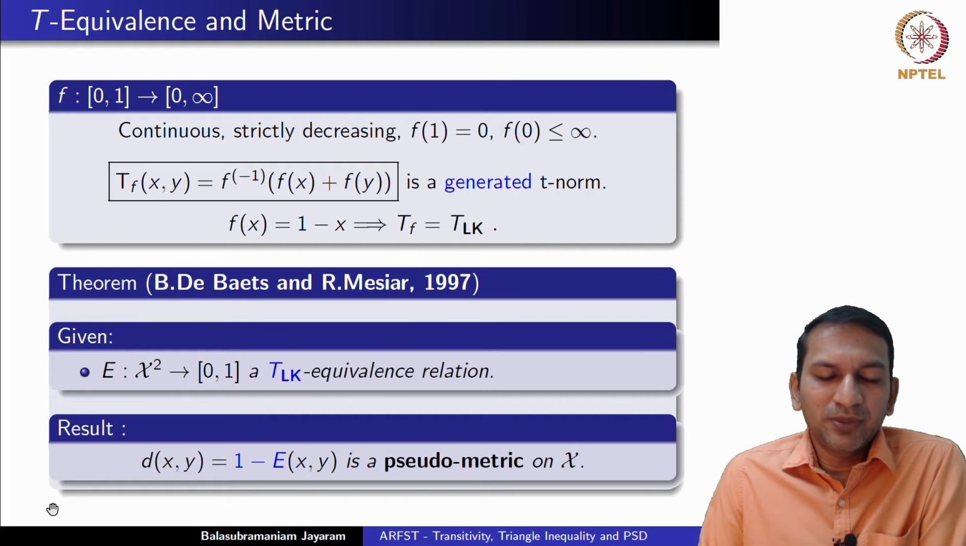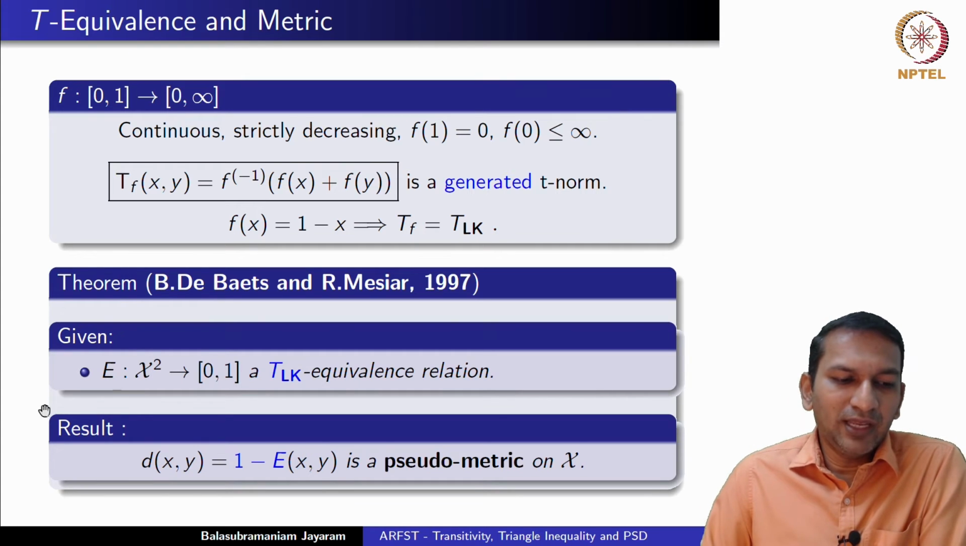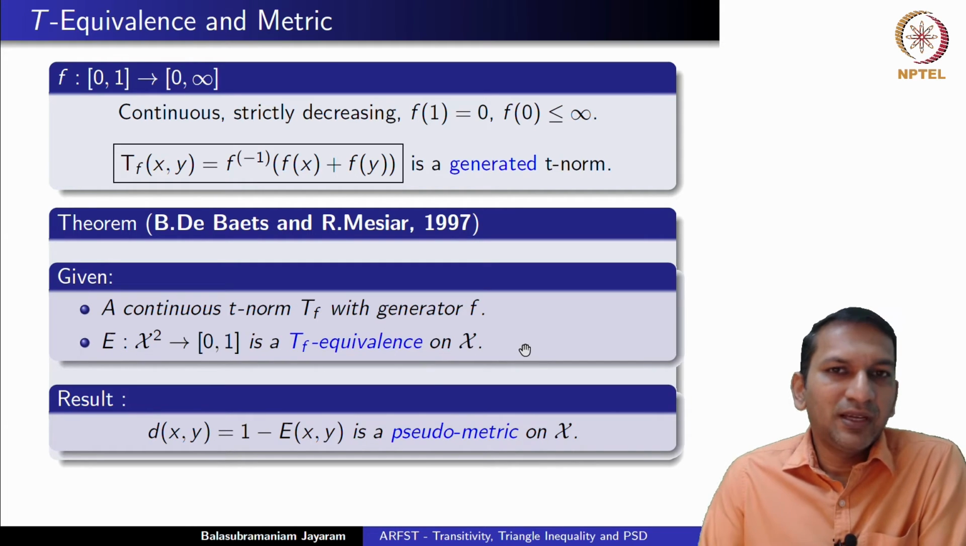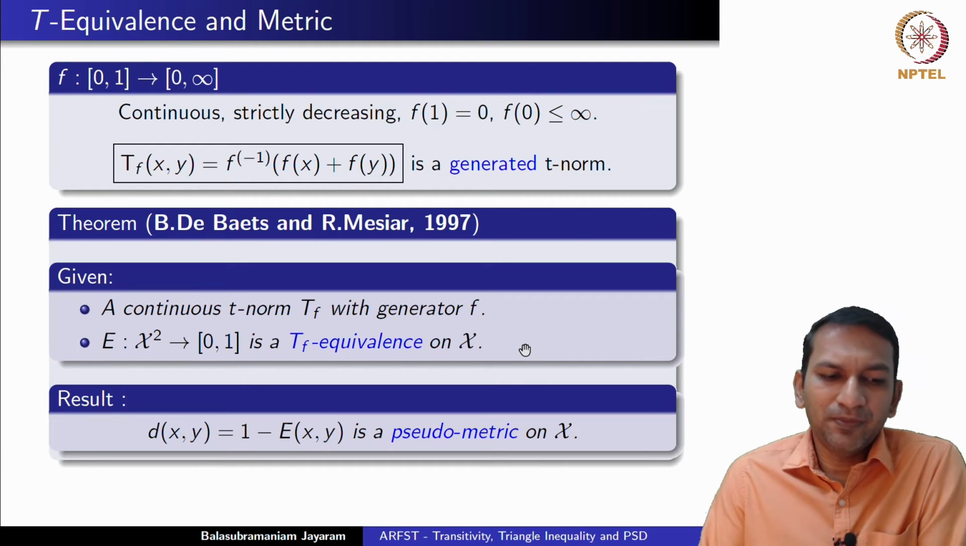Bernard De Baets and Radko Mesiar were quick to notice this and said, look, we are just using one particular generator. Is it possible to generalize this? So instead of asking for a T_LK equivalence relation, they took a continuous T-norm T_f with additive generator f and looked at a T_f equivalence relation on X. So pick an e which is a T_f equivalence relation on X, where T_f is an f-generated continuous T-norm.